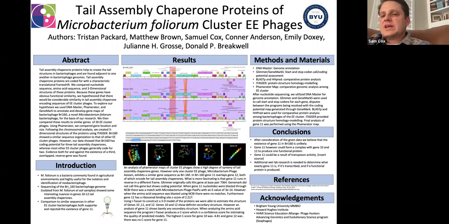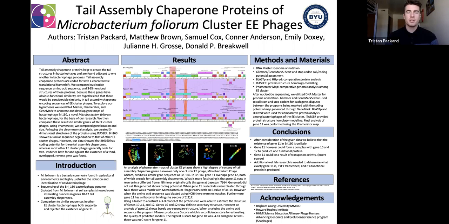Here are the normal tail assembly chaperone proteins, and we thought that gene 11 was demonstrating some strange behavior. So we used a variety of methods to try to investigate this further and came to some strong conclusions. One of the tools that we were able to use was the Phamerator map. What we did was use the BRE160 genome and compare it to other genomes of cluster E phages.